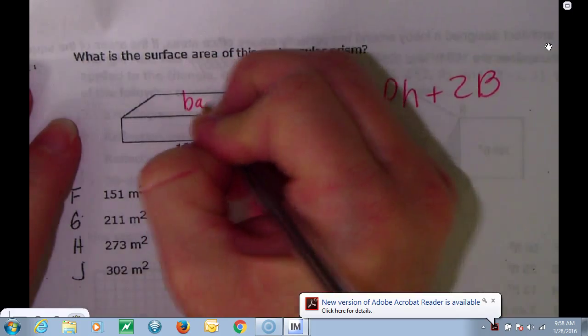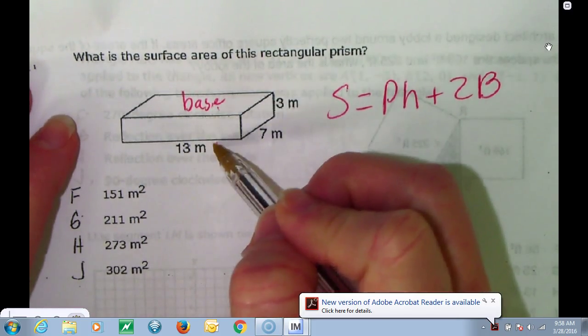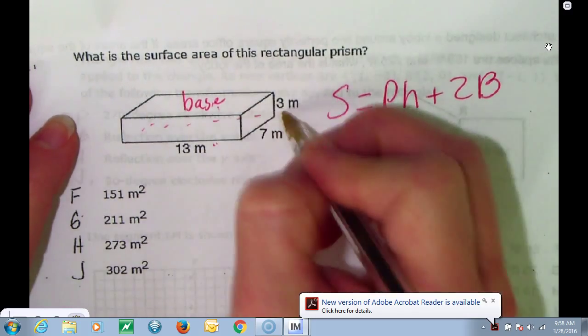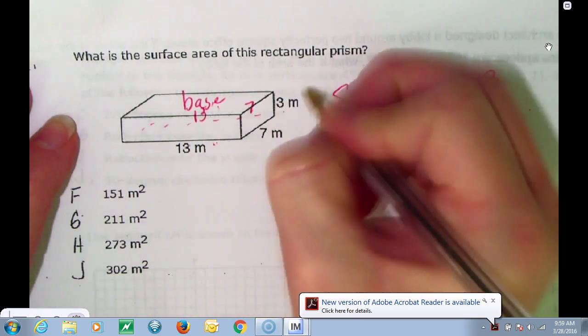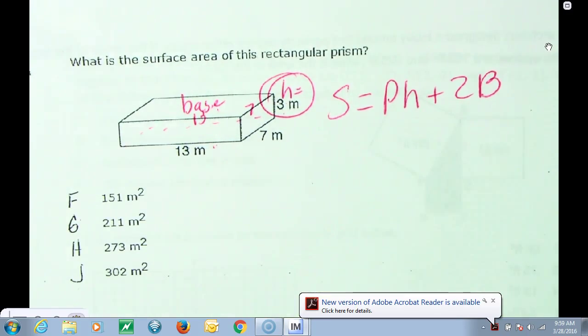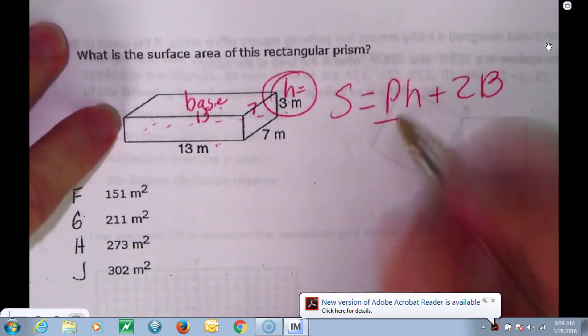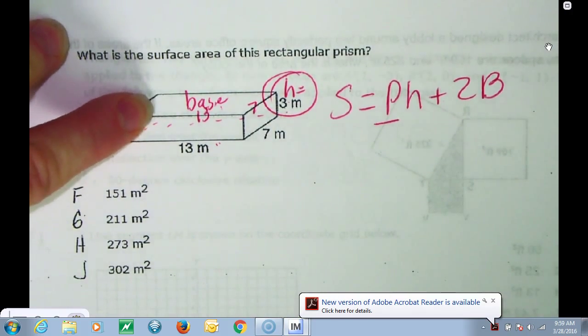I'm going to put this as my base because the base and the top are the same, right? And I could go draw it in there. But this is 13, that's 7. What's 3? The height. How many times can I use the height? One. One and done. So I'm going to get the perimeter of that rectangle. 40. Okay. Height.